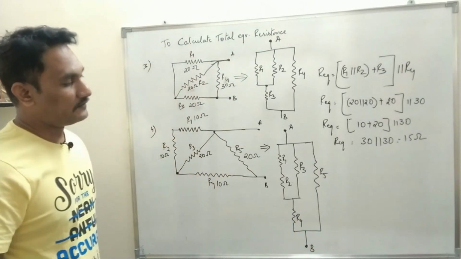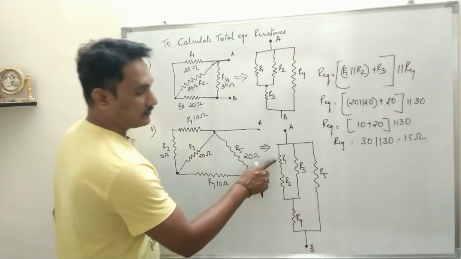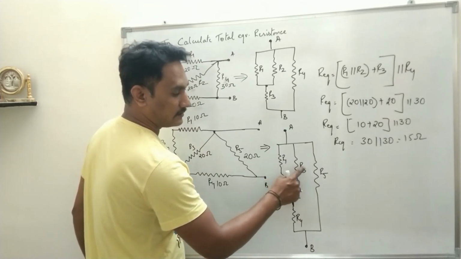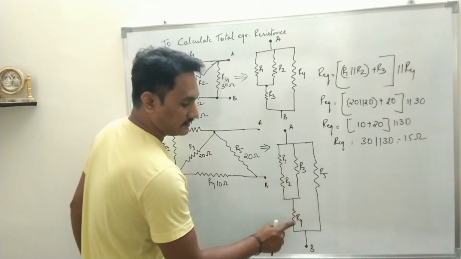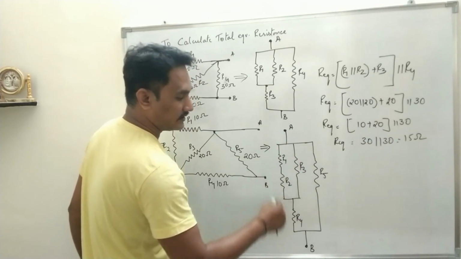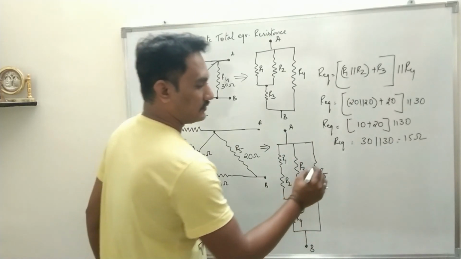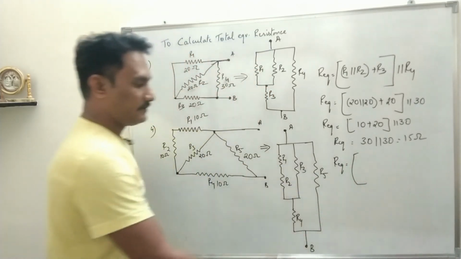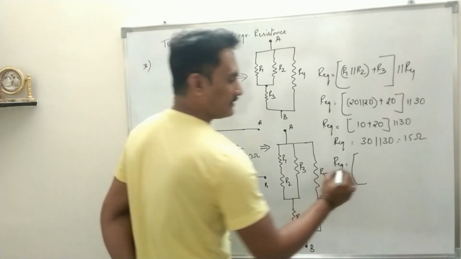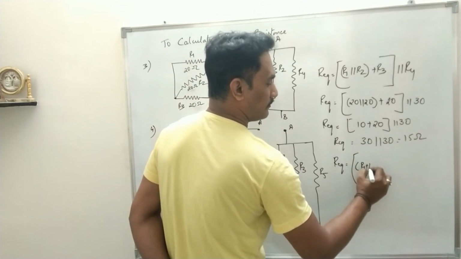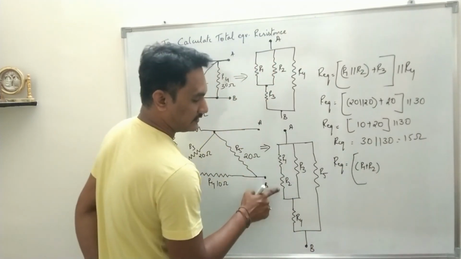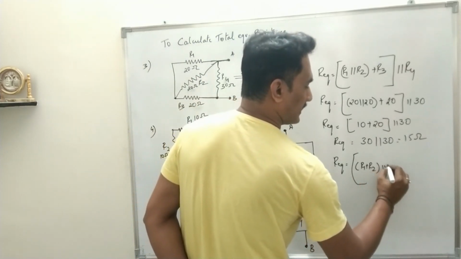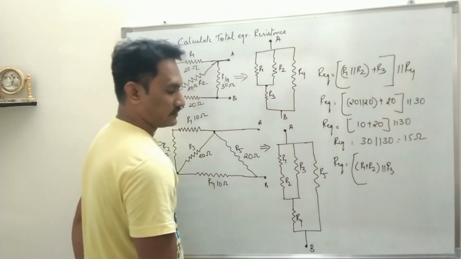So now from the figure we can understand that R1 and R2 are in series, and this series combination is parallel to R3, and this entire combination is in series with R4, and this entire combination is parallel to R5. So the equation will be, the first thing is R1 plus R2. These two are in series, and this combination is parallel to R3. So parallel to R3. So that is done.